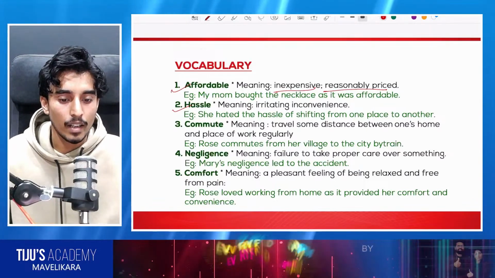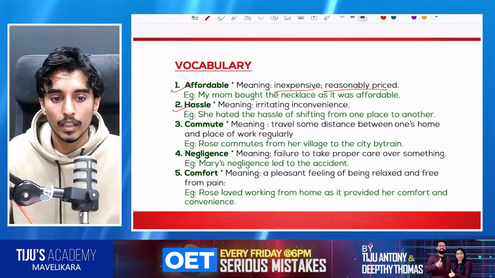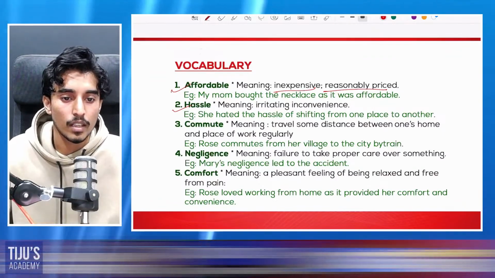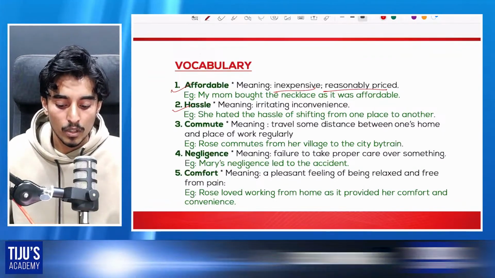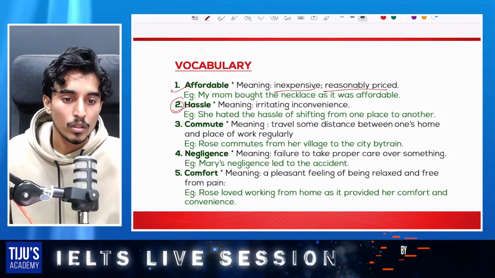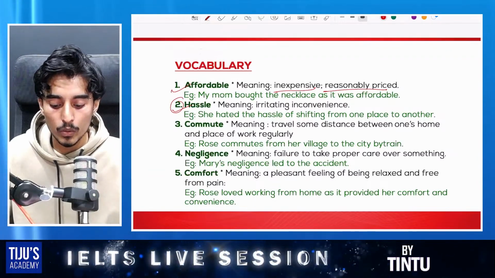So it is a real hassle. But when it comes to your own vehicle, it is very convenient, so you can use it at any time. So that is the one thing which you can use when you are talking about your own vehicle. Then you can use commute.